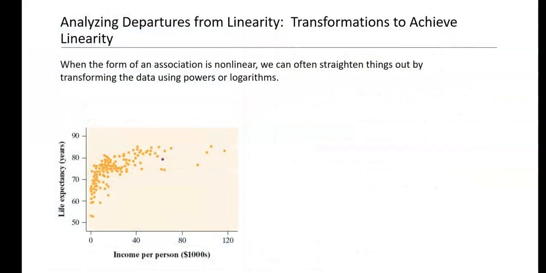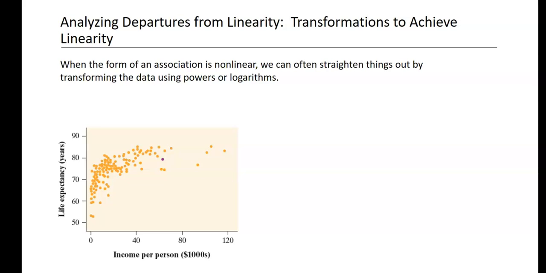Okay, so this one's kind of a weird lesson. This is analyzing departures from linearity. Sometimes the data is not linear. Well, you may or may not realize this, but we only do linear regression when we do regression. So we almost need the data to be linear. So how can we straighten out the data?